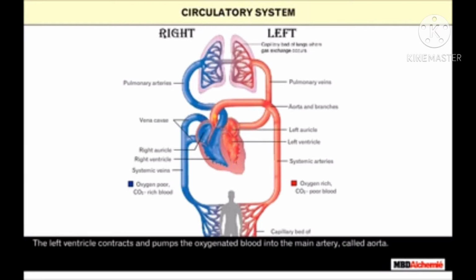Now in this process in the lungs, the carbon dioxide in the blood diffuses out and the blood absorbs the oxygen from the inhaled air, and this oxygenated blood returns to the left atrium through the pulmonary veins, and from the left atrium the blood passes through the bicuspid valve to the left ventricle.